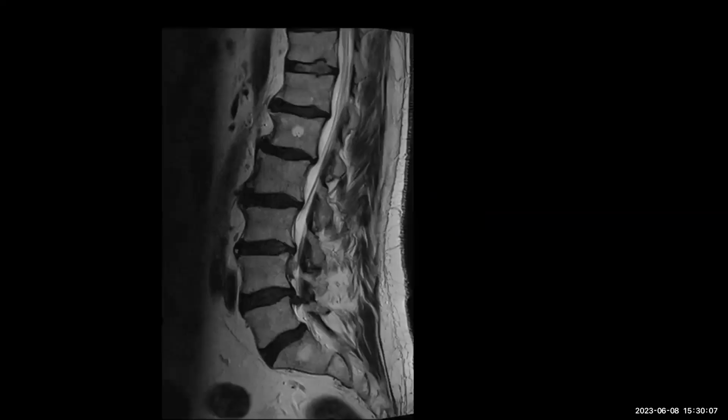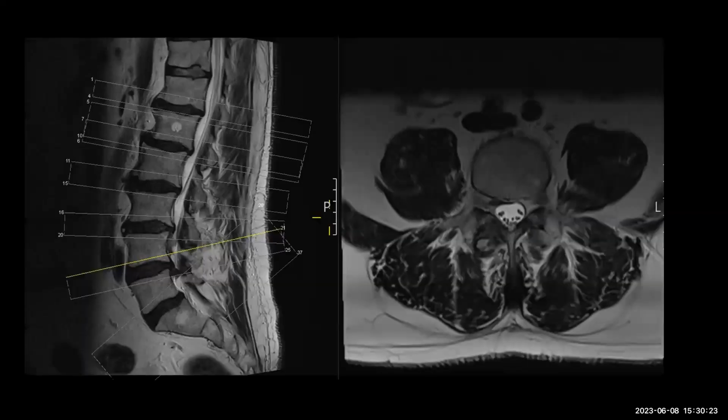Now, moving on to a disc extrusion. What did we talk about with the disc extrusion? Basically, the disc is wider than the base, or in this case, it has caudally migrated. So any migration of any sort is actually a disc extrusion. When you take the cuts, there's going to be one through the superior end plate, then one through the disc, and then through the inferior end plate.